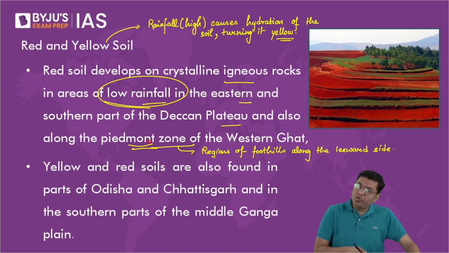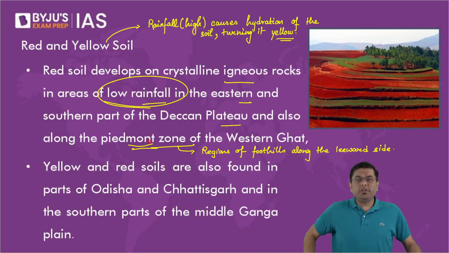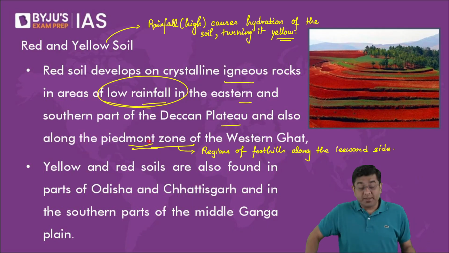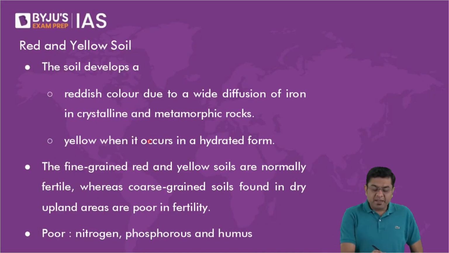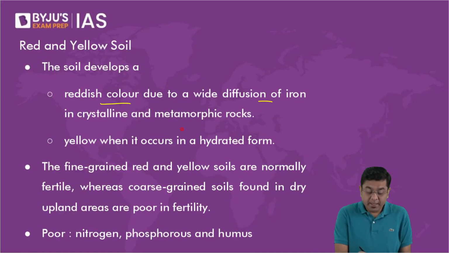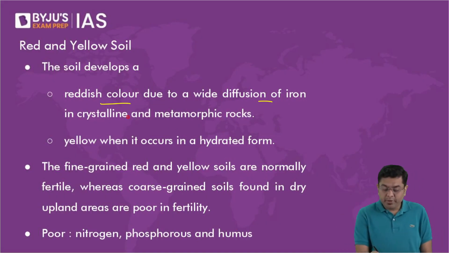So these are also to be found in the areas around the region of Bundelkhand, areas around Chhattisgarh, Jharkhand, Odisha, Karnataka. In all these areas, in Andhra Pradesh, also in certain areas, you will find them. So these are to be found in the entirety of the stretch of the Peninsular Plateau. I'll show you with the map as well. So here it develops a reddish color due to wide diffusion of iron in crystalline, igneous, and metamorphic rocks.